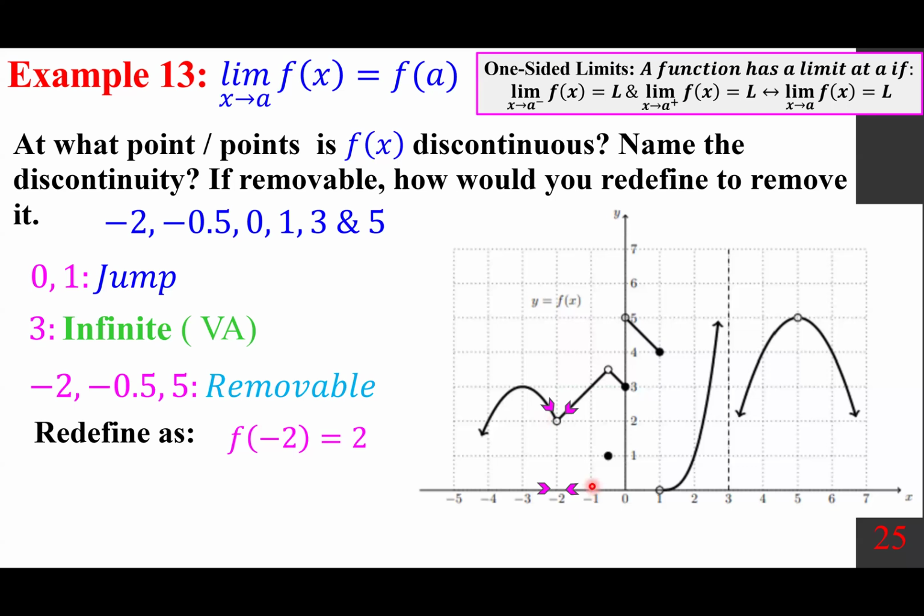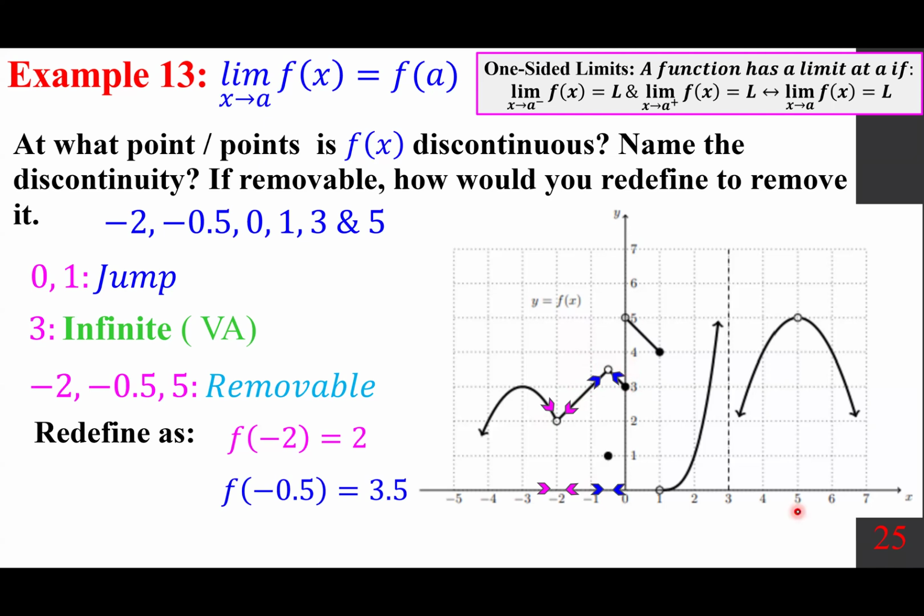As you can see, between -1 and 0, this is -0.5. So you approach it from the left and right. From the left, you're moving this way. From the right, you're moving towards the same point. And this point, what is the y coordinate of that? 3.5. So you redefine f of -0.5 as 3.5.